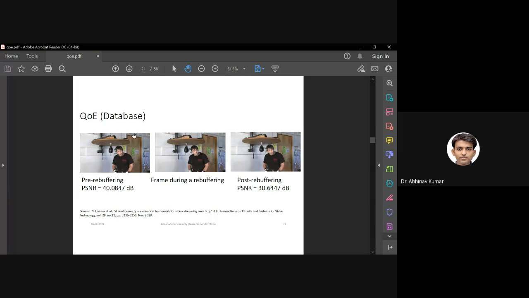Now, please note, I'm projecting an image here instead of video in interest of time, because if I start playing all those contents, it significantly increases the duration of the presentation. So here, for example, with pre-buffering, we have some sort of a PSNR measurement, because we're looking at the image in some sense, right? And then the frame during rebuffering, and then post rebuffering, you can again compute the PSNR. And there is a drop, right? There's at least a 10 dB drop, for example, in this case.